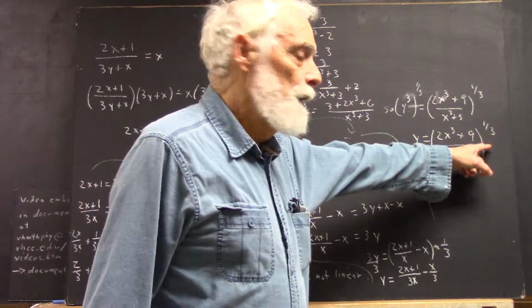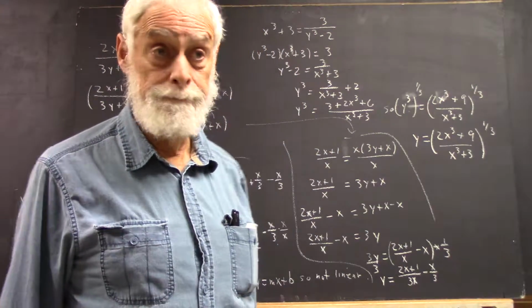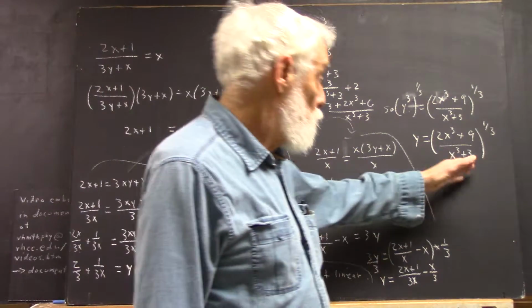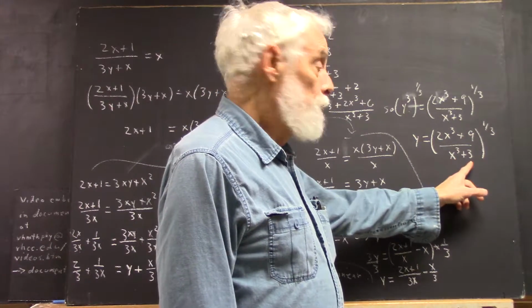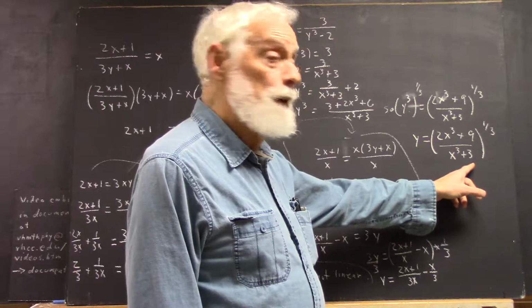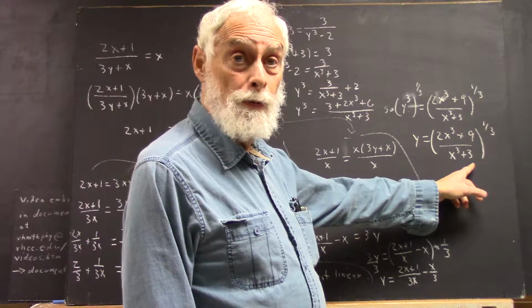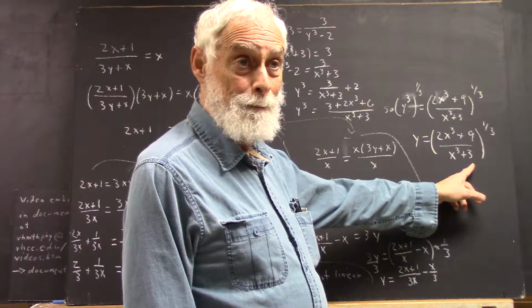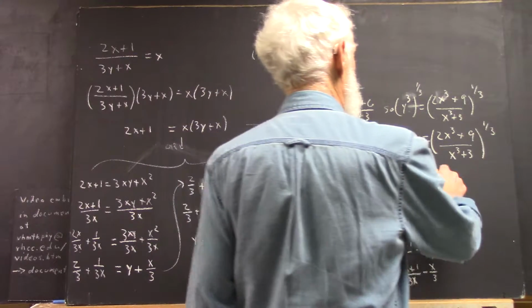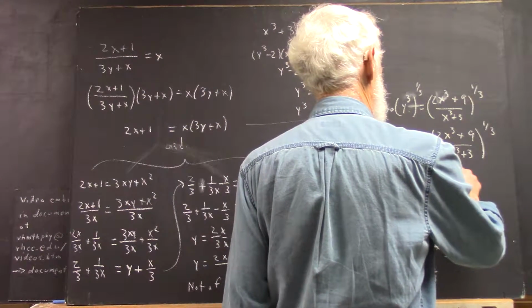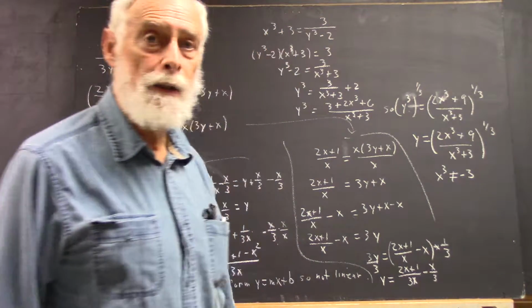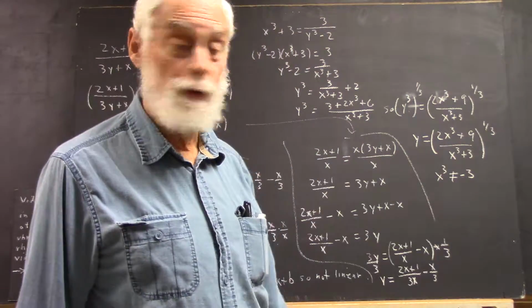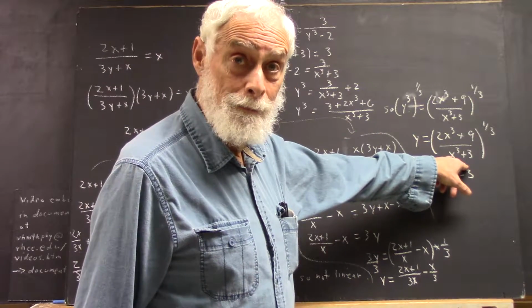Now, the 1/3 power turns out just to be the cube root, the number you would cube to get this. And of course, now x can't be equal to the negative cube root of 3. I'm going to write it like this: x cubed can't be negative 3, because then you'd have a division by 0. That would restrict the domain.